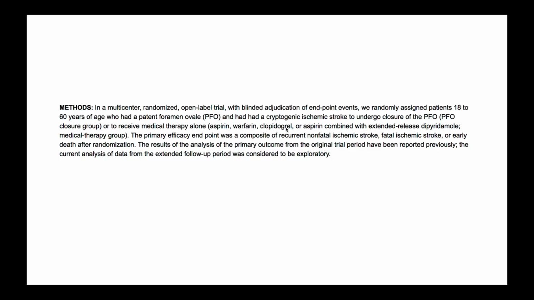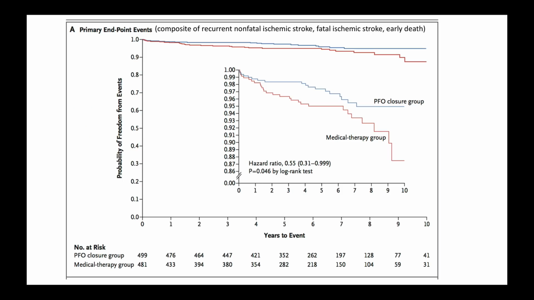So the intervention group in this case is closure of the PFO, and the control group is still an active control, and they received medical therapy alone. And the primary endpoint was a composite of recurrent non-fatal ischemic stroke, fatal ischemic stroke, or early death after randomization. Essentially, do you have a stroke or do you die was the ultimate outcome. And let's take a look at what these authors did.